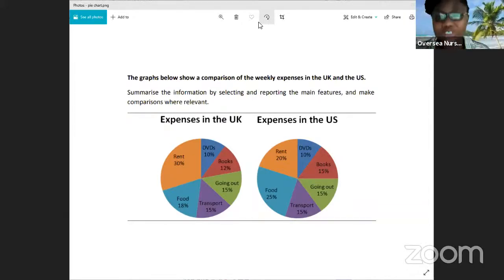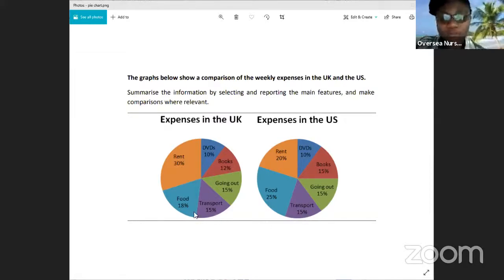Here, you need to choose the variables and their values to discuss as per the first overview paragraph and the second overview paragraph. Now, in the second overview paragraph, I've decided to talk about the things that had the same amount and the ones that changed. So for this, I have noticed that for going out, both of them have the same 15%, and for transport as well. So going out and transport are the same for both US and UK. The same amount of money is spent on a weekly basis for transport and for going out.